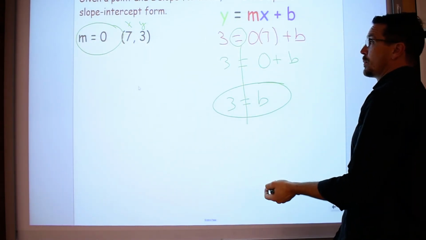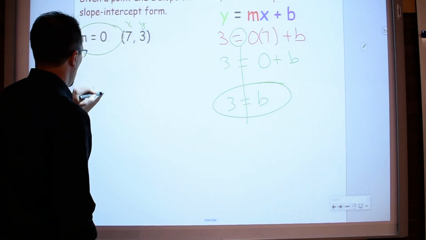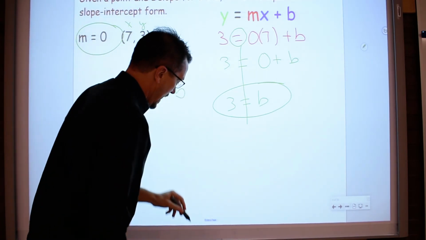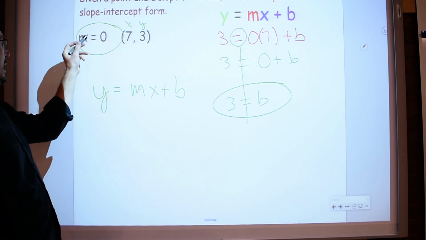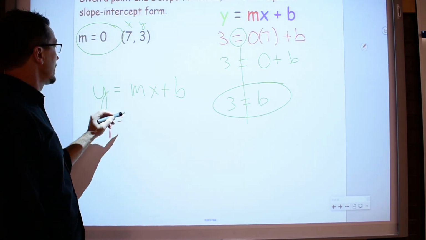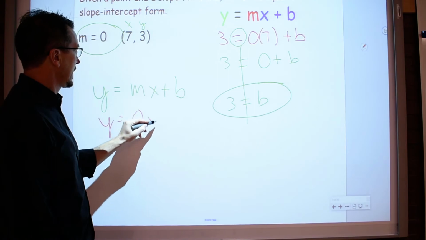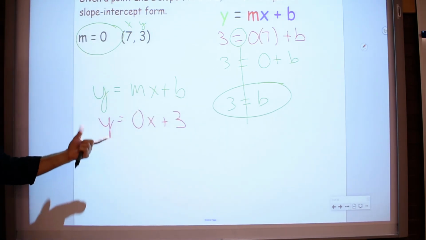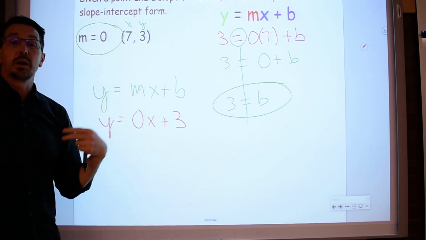So now I want to write it in slope-intercept form. Okay, y equals mx plus b. I can substitute the values I need. M is 0, so I have y equals 0 times x, plus my b, which was 3. And again, the reason why we put the x and y back is so we can find all the answers.